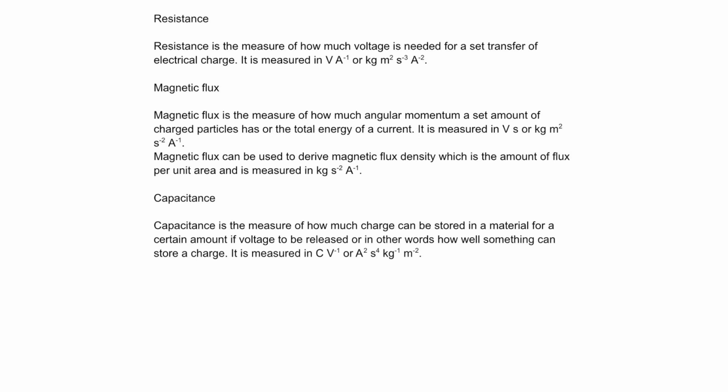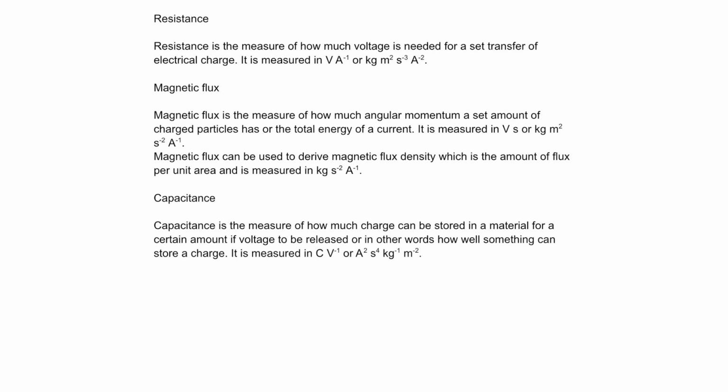Magnetic flux is the measure of how much angular momentum a set amount of charged particles has, or the total energy of a current. It is measured in volt seconds, or kilogram meter squared per second squared per amp. Magnetic flux can be used to derive magnetic flux density, which is the amount of flux per unit area, and is measured in kilograms per second squared per amp.